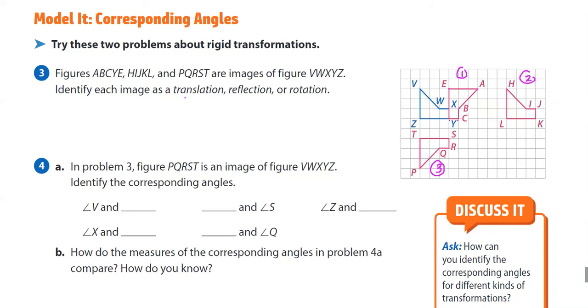So remember, translation is the one that slides. Reflection is the one that's flipped. And the rotation is the one that's turned. Okay. So which one is the one that just slid over? Well, number 2. I'm even gonna cheat a little bit, and I'm just gonna put 2. These are mostly for our practice. We don't have to be that thorough with them. The one that's flipped, that's number 3.